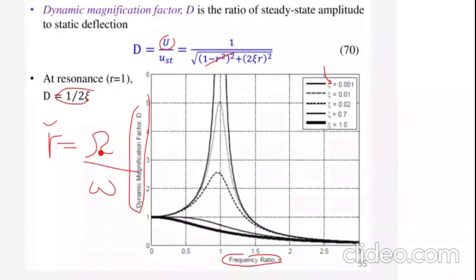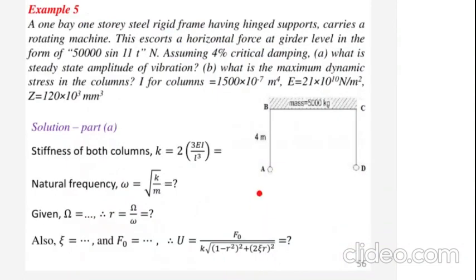So you can see why it's very important to analyze the forcing function, its motion, and also its frequency, so that we know whether it's detrimental to our structure. So let's see, because we have derived a number of equations, how we apply them in a real structural analysis. So in this example, we are given a one-bay, one-story steel rigid frame.